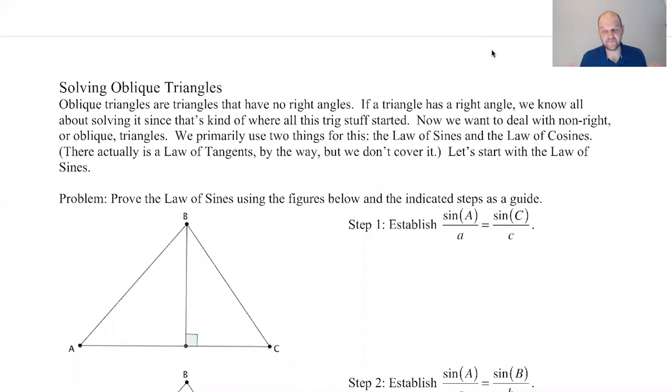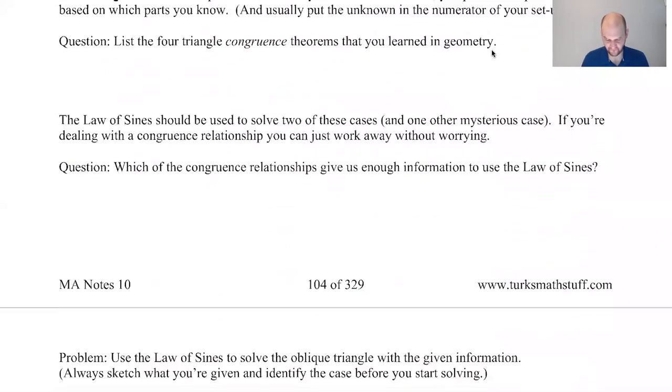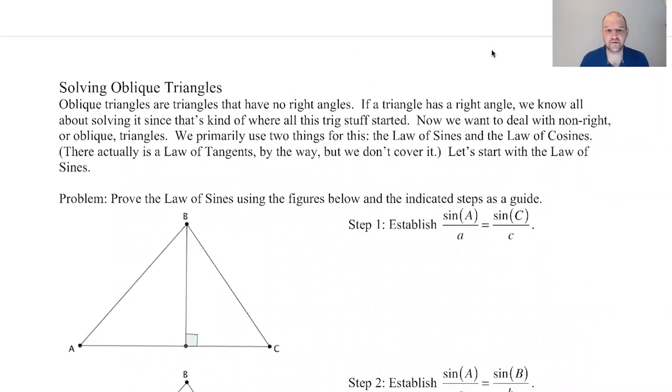All right, we're back. We are on the first page of notes 10 of math analysis. I think it's page 104. So if you made it this far, good deal. And we're going to talk about solving oblique triangles.